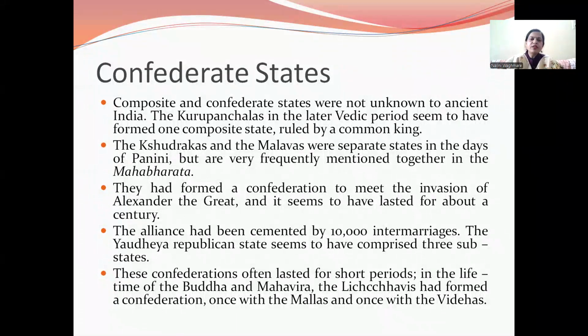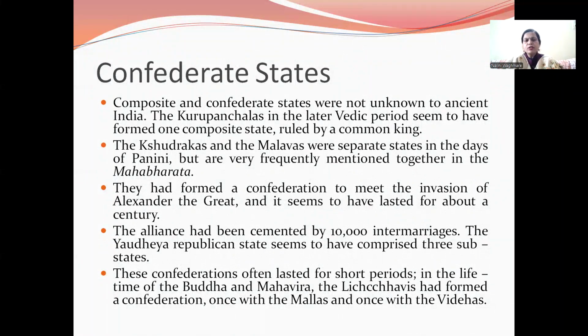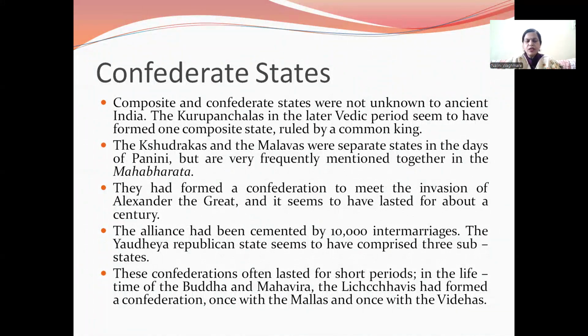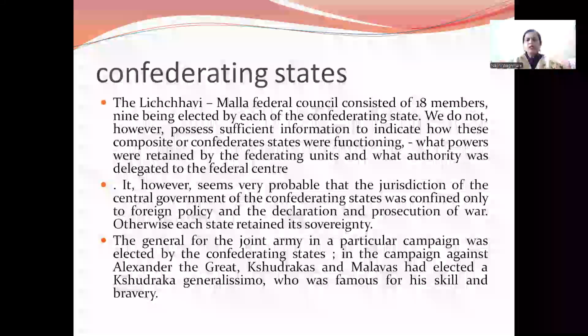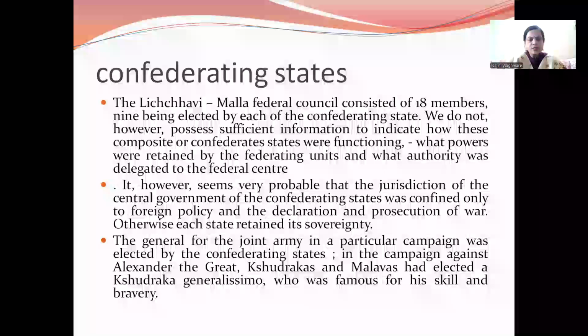Then the other type of state, that is, confederate states. Composite and confederate states were not unknown to ancient India. The Kuru Panchalas in the later Vedic period seem to have formed one composite state ruled by a common king. The Sudrakas and the Malavas were separate states in the days of Panini, but were very frequently mentioned together in the Mahabharata. They had formed a confederation to meet the invasion of Alexander, and it seems to have lasted for about a century. In the Lichchhavi-Malla federal council, there were 18 members, 9 being elected by each of the confederating states. We do not, however, possess sufficient information to indicate how these composite or confederate states were functioning, what powers were retained by the federating units, and what authority was delegated to the federal center.